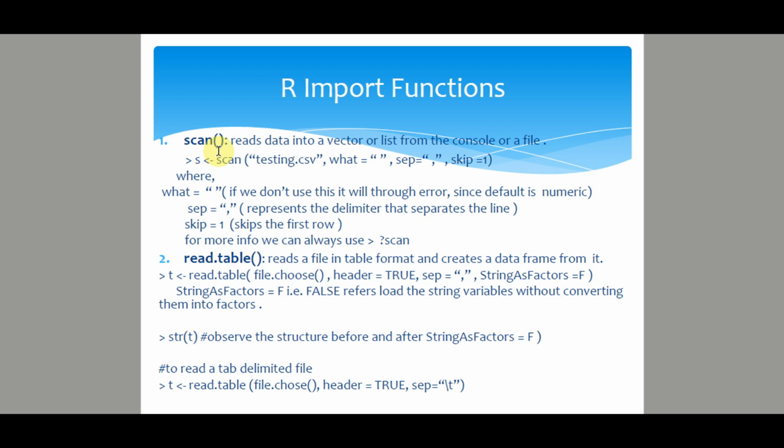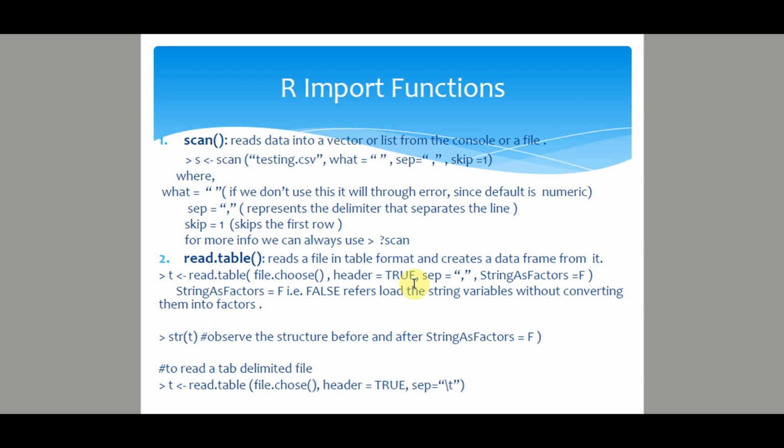For example, to scan a CSV file, define the CSV file name, then the feature parameters like what equals what to scan, sep equals the delimiter that separates the line, skip to skip the number of rows, and more. Number 2 is read.table, which reads a file in a table format and creates a data frame from it. Apart from having the same scan parameters, it has a way to identify the header, that is the column names in the dataset.